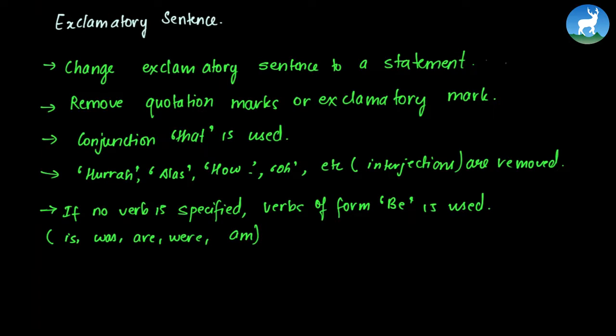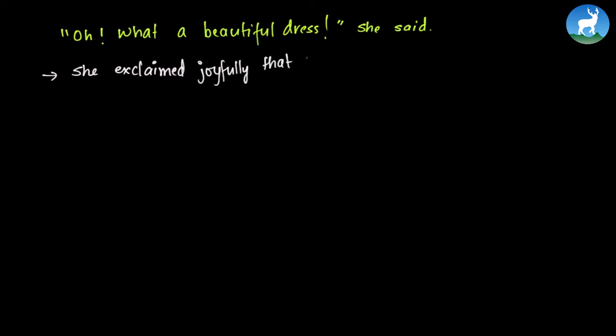Now let's go through some of the examples. "Oh, what a beautiful dress," she said. This is a direct speech. Now we convert it into indirect speech by saying that she exclaimed joyfully that it was a beautiful dress. Instead of said, we have added exclaimed joyfully, and we've used the conjunction that, and then we complete the sentence. She exclaimed joyfully that it was a beautiful dress.